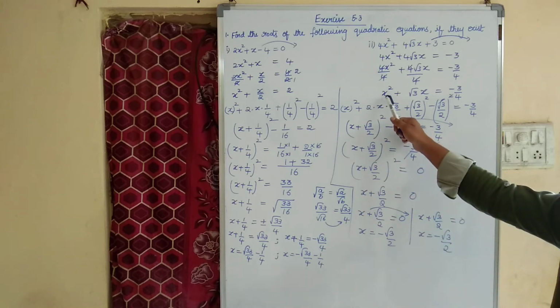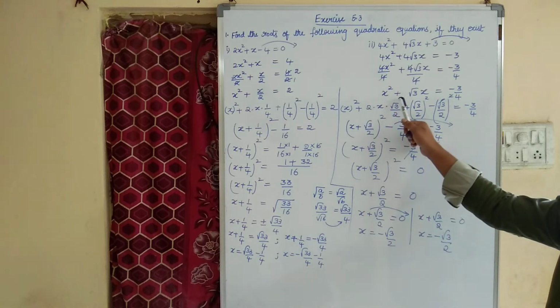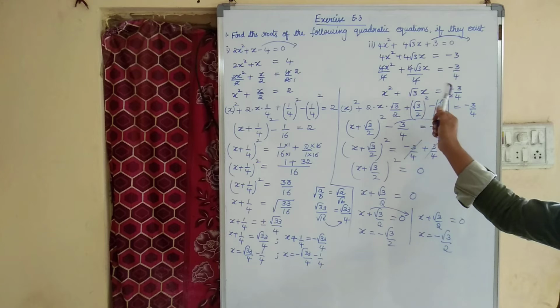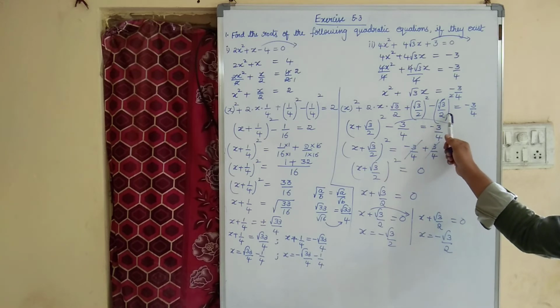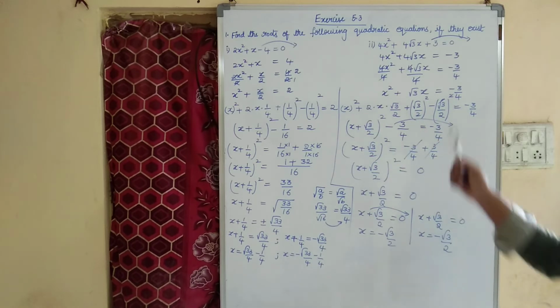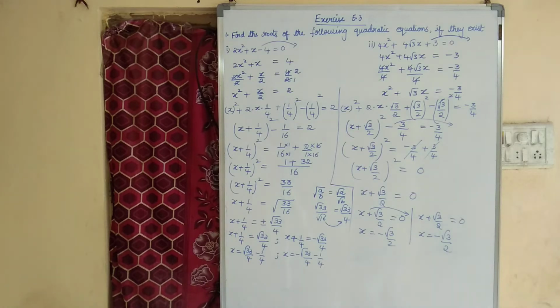Yes, here you have to see this is an a² + 2ab formula. Then we need to add plus b² minus b². Then this will become the (a + b)² formula. Okay children.